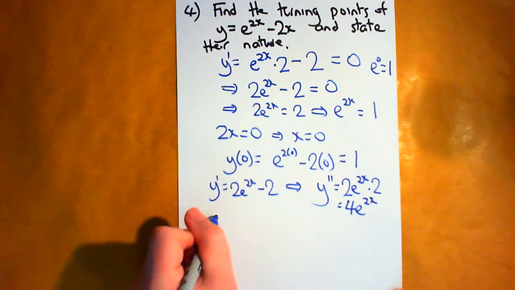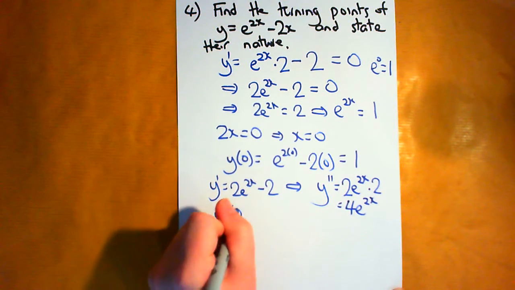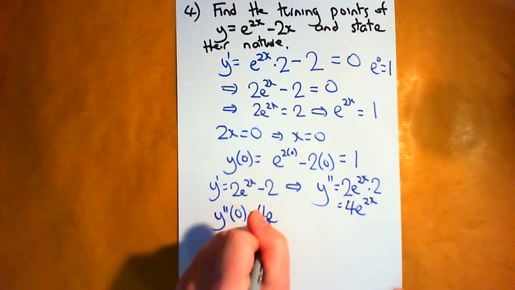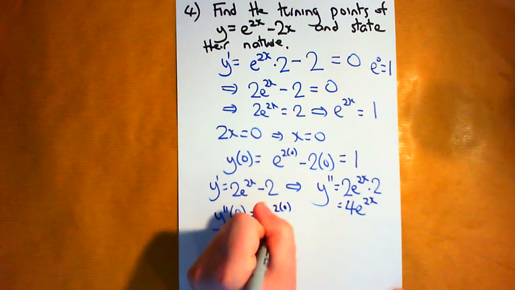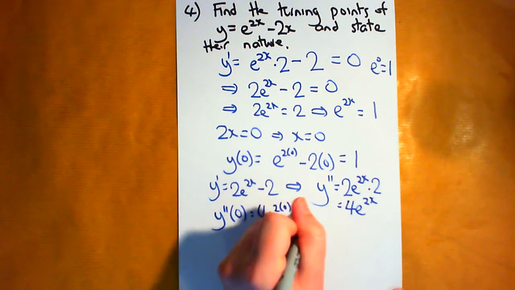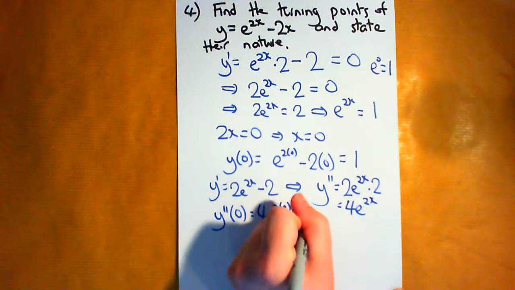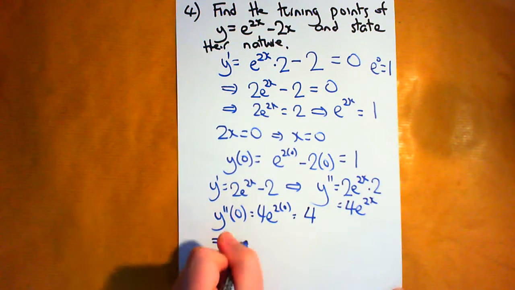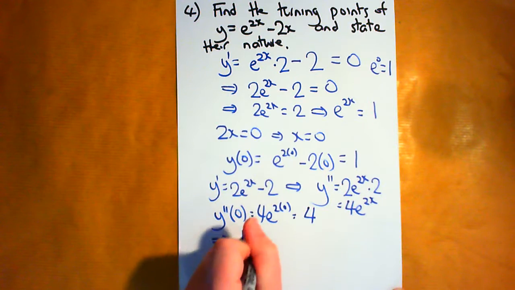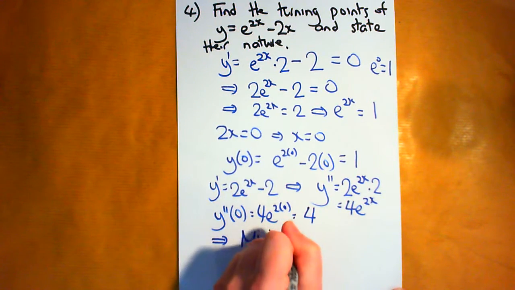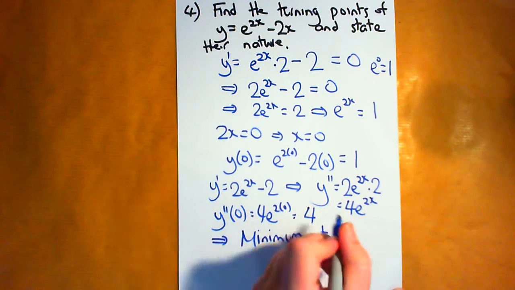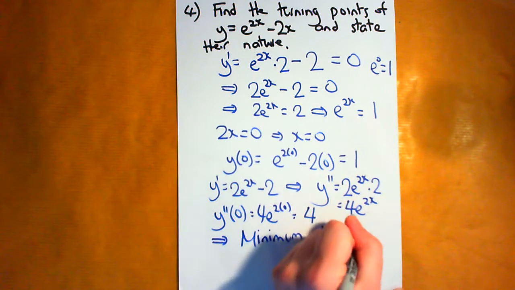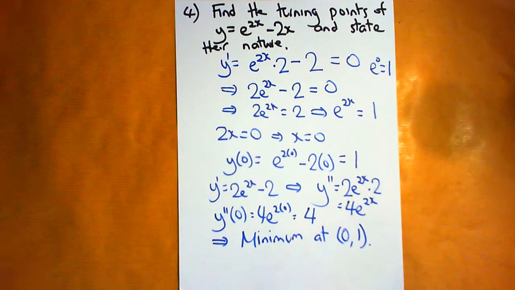Okay, so now we can substitute 0, which was our value of x, into the second derivative. We get 4e to the 2 times 0, which is e to the 0, so that will give you 4 times 1 is 4, which is a positive value. So a positive value from the second derivative tells us it's a minimum at x equals 0, and y, we found y to be 1.